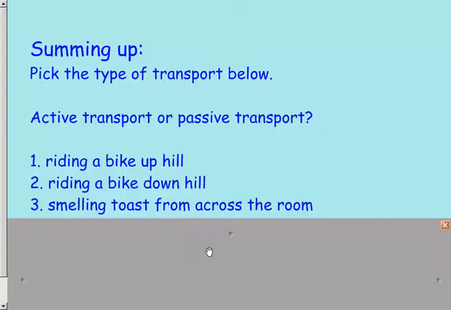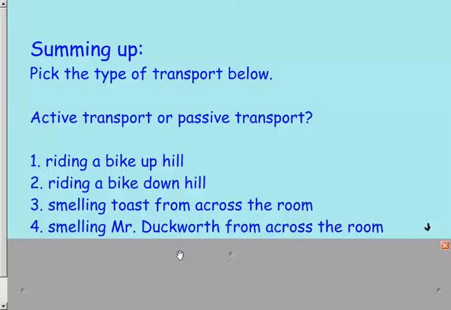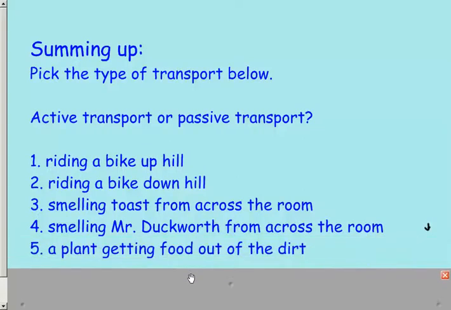Okay, smelling toast from across the room. Did it require any energy, any effort, or did the particles just move from more crowded to less crowded? So it should have been passive transport. How about smelling Mr. Duckworth from across the room? Particles were more crowded on his clothing. Of the fresh, wonderful smell of clean clothing and nice detergent. And then it spread out from more crowded to less crowded, or a high concentration to low concentration. So it's passive.